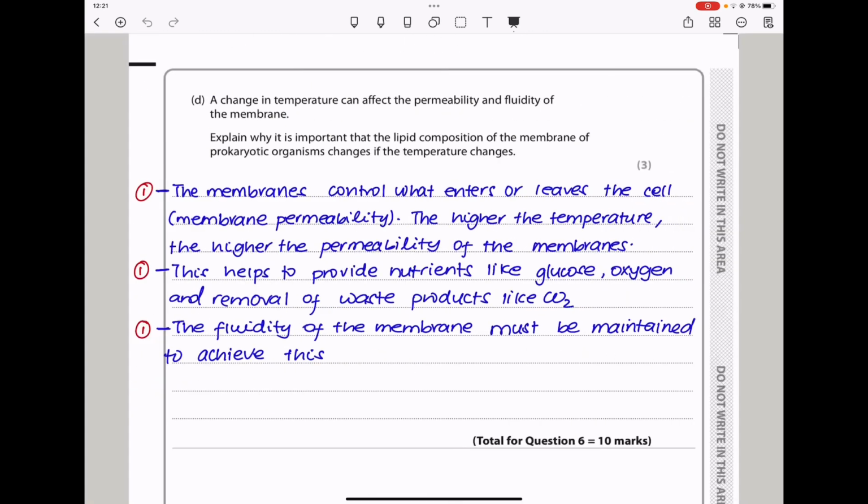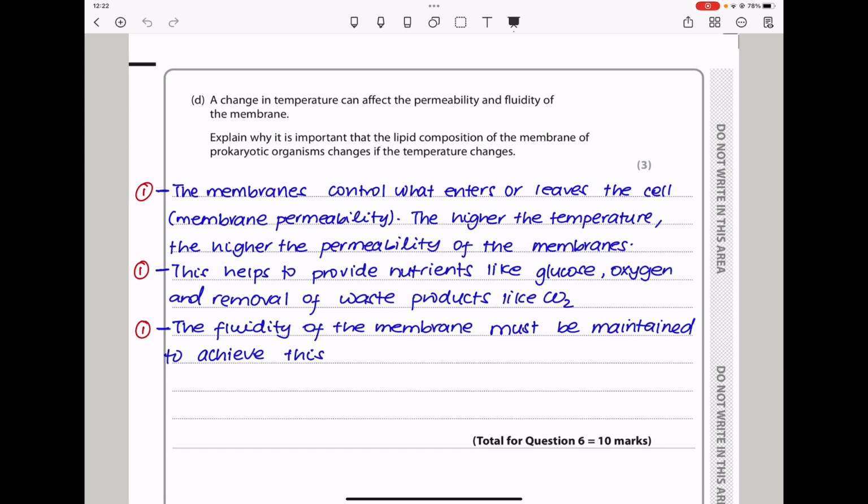Moving on. Here they say a change in temperature can affect the permeability and fluidity of the membrane. Explain why it is important that the lipid composition of the membrane of prokaryotic organisms changes if the temperature changes. Now we know the purpose of the membrane is to control what enters inside and what leaves the cell. If the temperature changes, there is going to be a change in permeability, and if the membrane does not adjust itself to accommodate the change, then there is a chance that molecules will enter the cell without control.